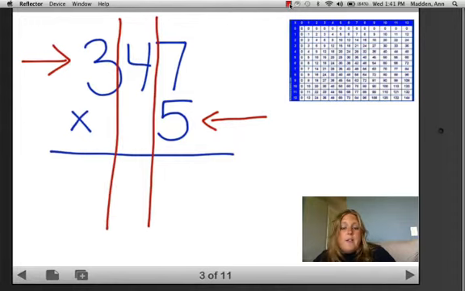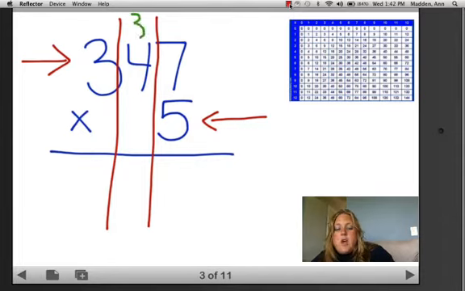I've got my 7 in the ones place, my 5 in the ones place, my 4 is in the tens place, and nothing is in the tens place in the bottom number. My 3 is in the hundred spot, and nothing is below that in the hundred spot with my just single digit 5. With multiplying, you need to multiply the ones and the ones first. So what I need to do is 7 times 5 is 35.